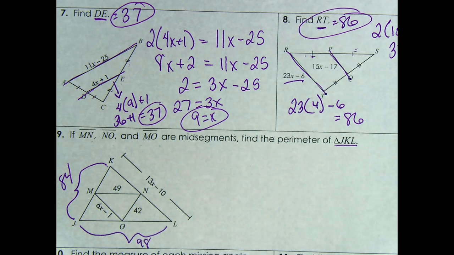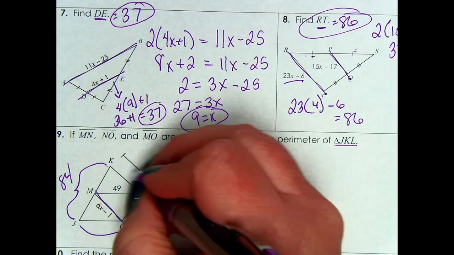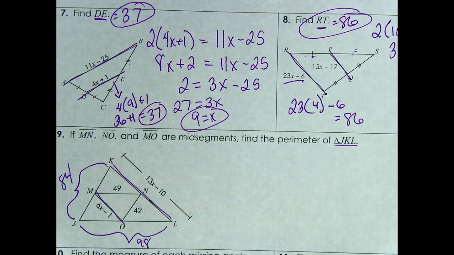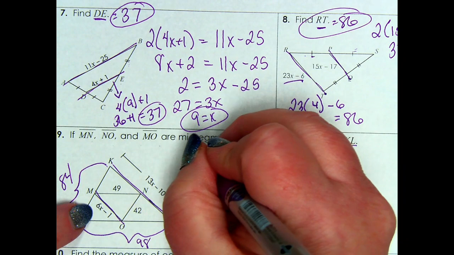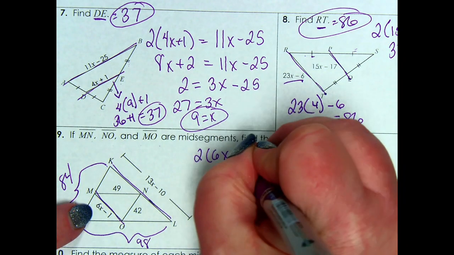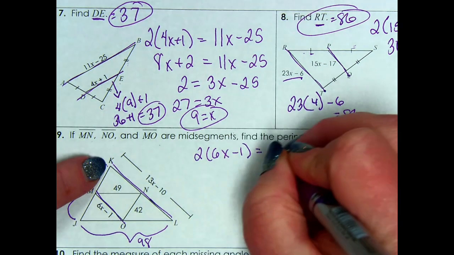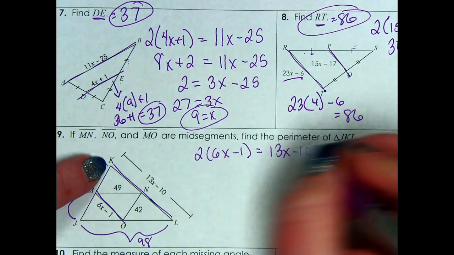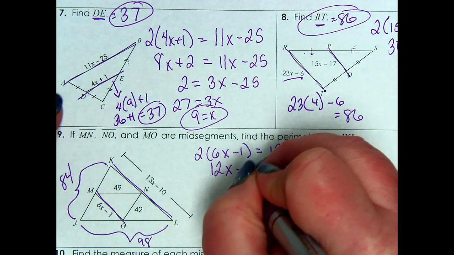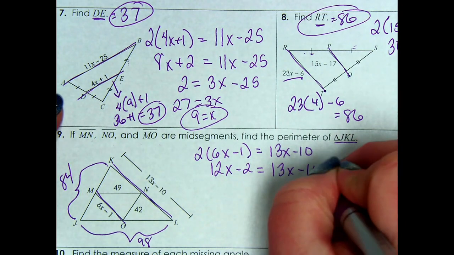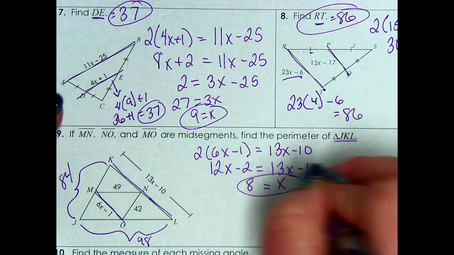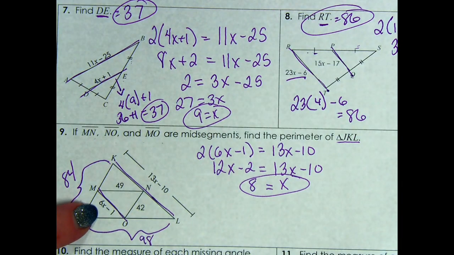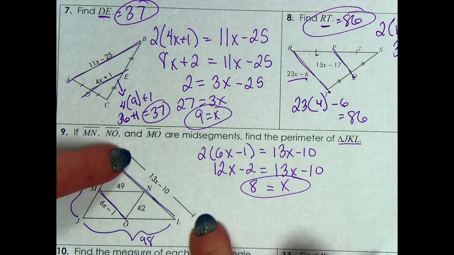Now, unfortunately, MO and KL are an equation, so I'm going to have to use some algebra. So remember, 2 times MO, or 2 times 6x minus 1, equals 13x minus 10. So 12x minus 2 equals 13x minus 10. So x is equal to 8. I'm sorry, excuse me. This segment is an 8 because I'm doing the larger triangle. So I have to substitute.